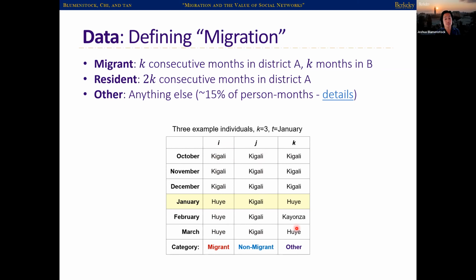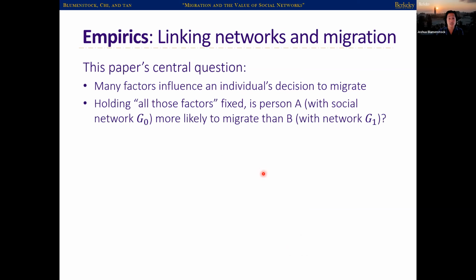And then this is someone who would be neither a migrant nor a non-migrant because they were in Kigali continuously and then they moved around a little bit. So about 15% of observations fall into this class, and I want to say about 4% of observations fall into this class, and the remainder look like this. Okay, so that's the data. Again, it's about 4 years of data from the country of Rwanda.